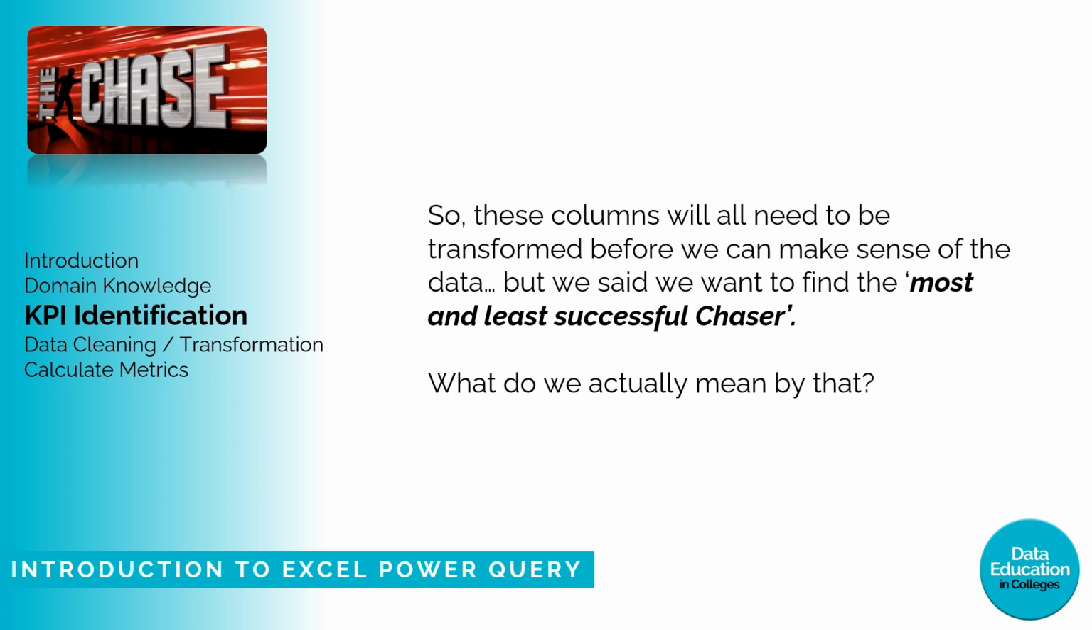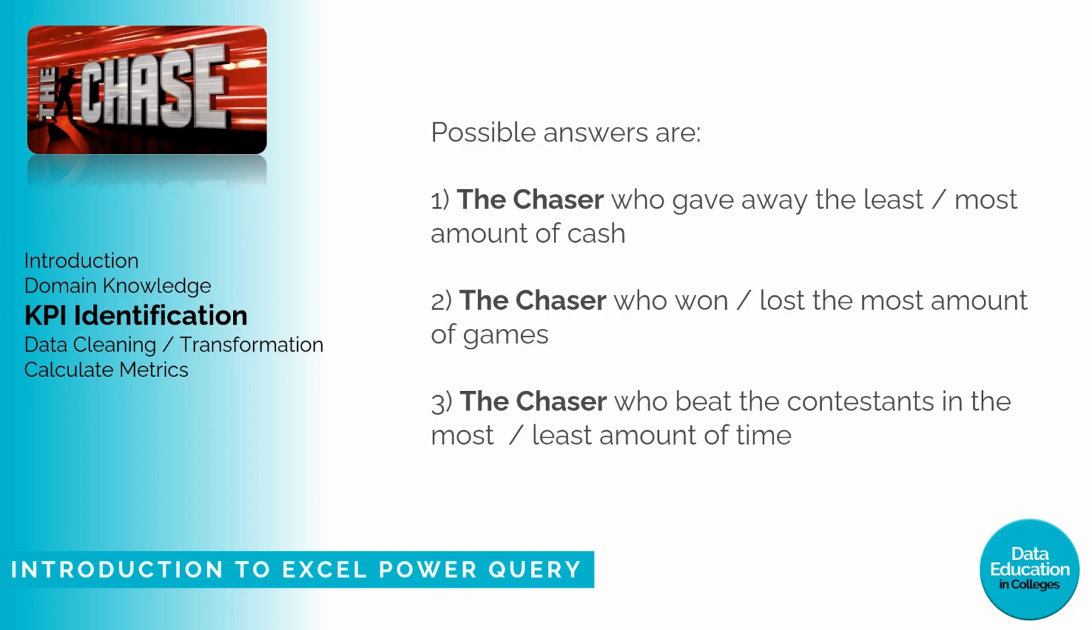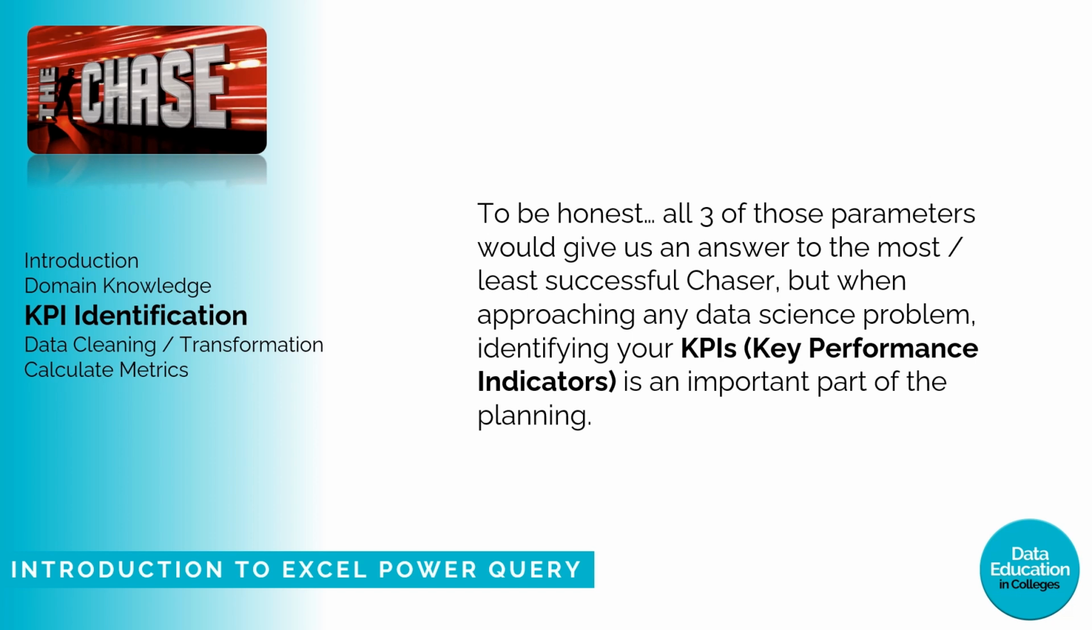But what does that mean? Is it the one who gave away the least amount of money, won the most or least amount of games, or who beat the contestants in the most or least amount of time? To be honest, any of them work. But whenever we're approaching any data science problem, identifying your KPIs is a huge part of the planning.